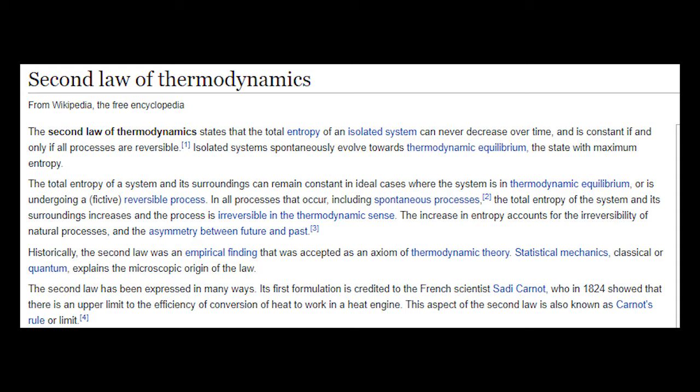Historically, the second law was an empirical finding that was accepted as an axiom of thermodynamic theory. Statistical mechanics, classical or quantum, explains the microscopic origin of the law.